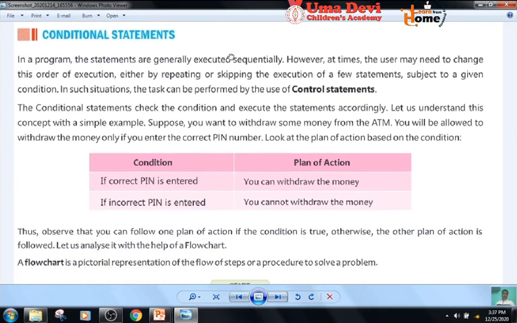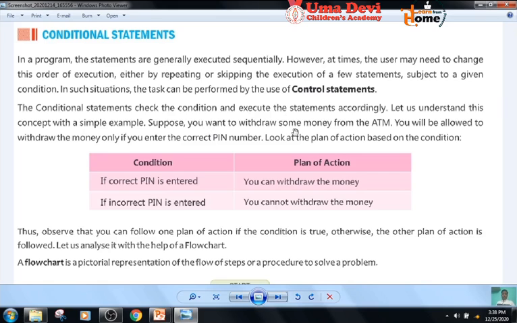So, conditional statements. In a program, the statements are generally executed sequentially. However, at times, the user may need to change the order of execution, either by repeating or skipping the execution of a few statements, subject to a given condition. In such situations, the task can be performed by the use of control statements. The conditional statements check the condition and execute the statements accordingly. Let us understand this concept with a simple example.